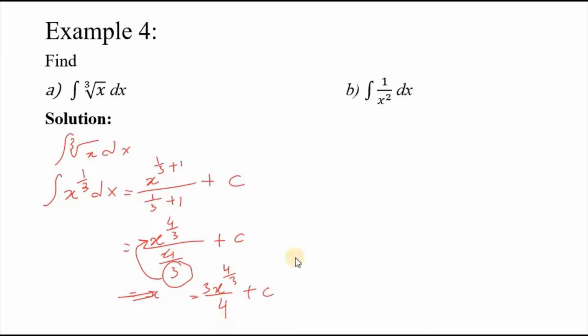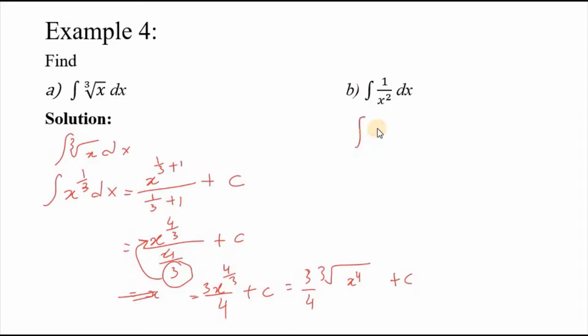I can keep it like that, or I can turn it back into a radical. I'm going to turn it back into a radical. So this will become 3/4 times the cube root of x to the 4th, plus a constant. And that will be the final answer to that integral, or it will be the antiderivative of the cube root of x.